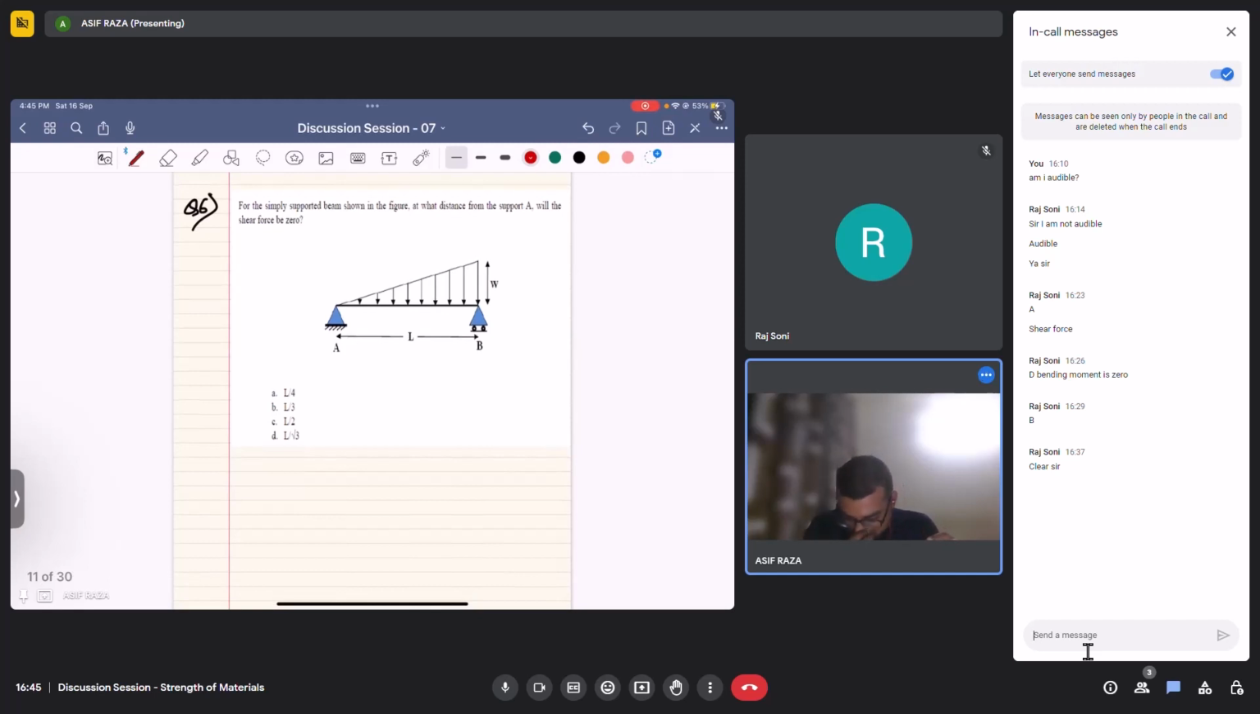So question number 6: for the simply supported beam shown in the figure, at what distance from the support A will the shear force be 0? Rather than directly saying it, I'll just ask you step by step. First thing first, the reactions. The reactions would be RA, RB, and HA here. So what would be HA?